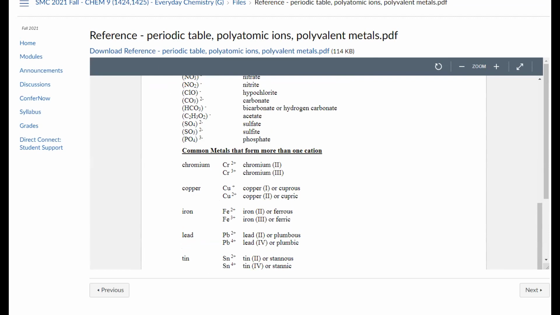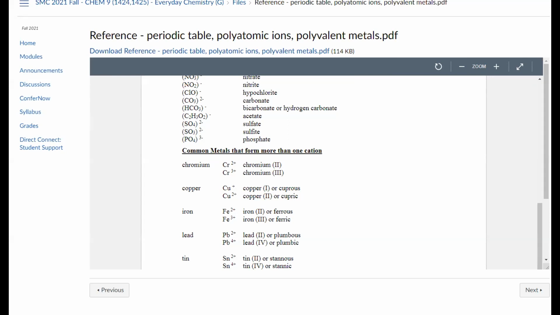Just like in a class, when you have 2 people that are named Joe, what do you do? You go to an initial. There's Joe A and there's Joe B. So this is why copper has copper Roman number 1 or copper Roman number 2, to distinguish between the 2 ions. Okay, so let's go back to writing those chemical names of today's lab.